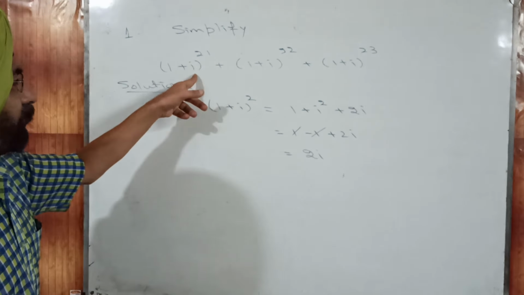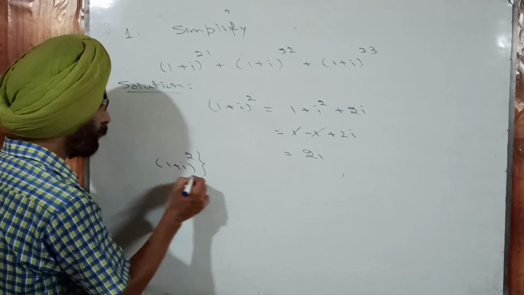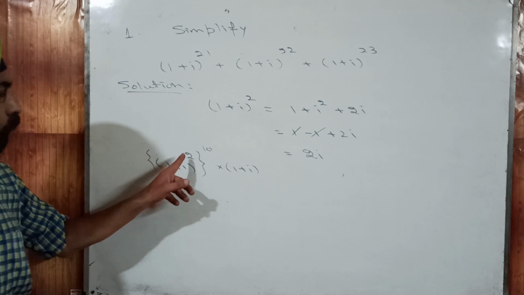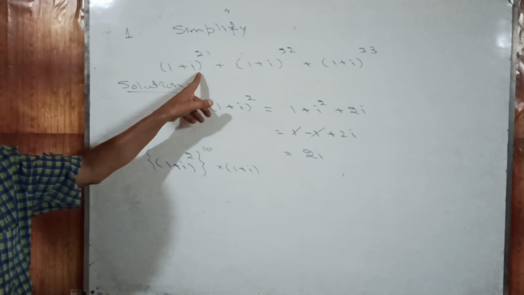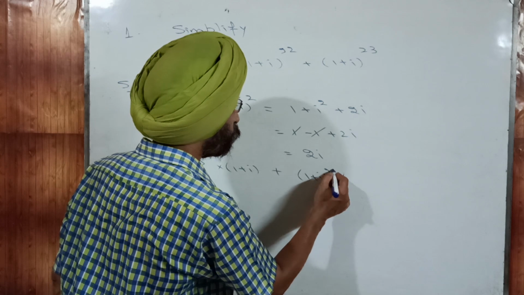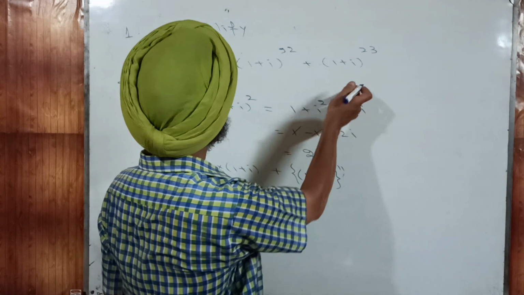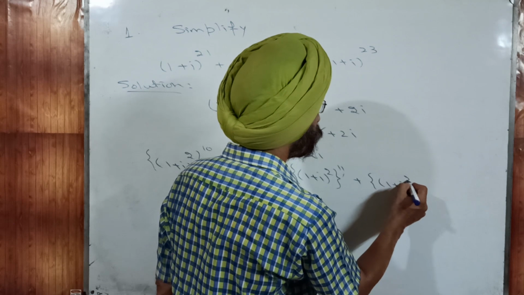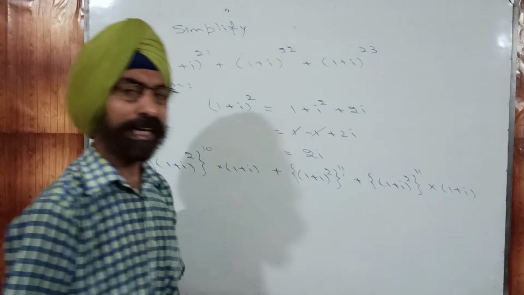So I am writing the first term as (1 plus iota square) raised to the power 10 multiplied by (1 plus iota). So 2 power 10 will become 20 and one more power, that means power 21. The second expression I am going to write as (1 plus iota square) raised to the power 11. And the third one, as I have written the first one, I am going to write as (1 plus iota square) raised to the power 11 multiplied by (1 plus iota).